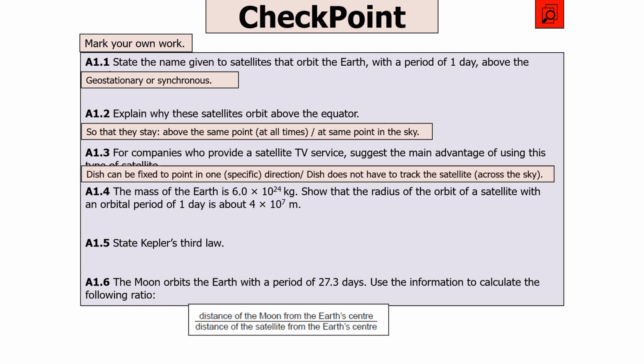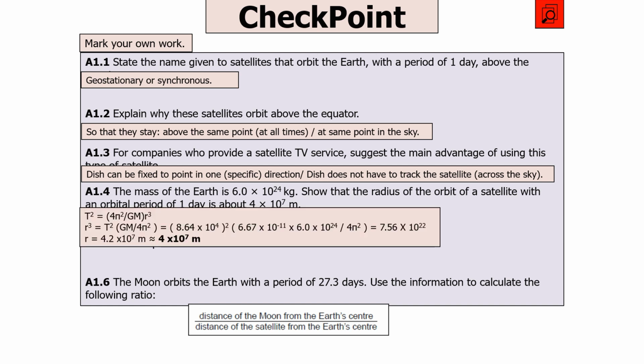Now again, the advantage of using geostationary orbits is that the dish can be fixed to just one point in the sky, because it's always at that point, so the dish doesn't have to track the satellite as it moves across the sky from the perspective of the Earth, so it's easier for them to sort that out. Now the next one, we're using this equation of T squared is equal to 4 pi squared over GM r cubed. So therefore you can make r cubed the subject, pop in all the values, and work it through to get r out, which is 4.2 times 10 to the 7 meters.